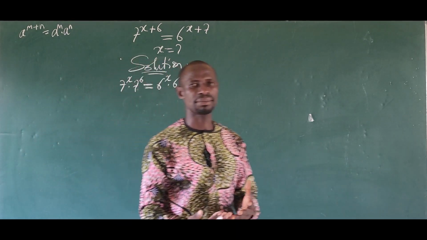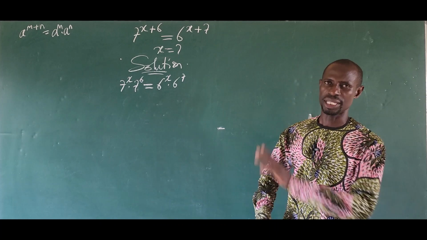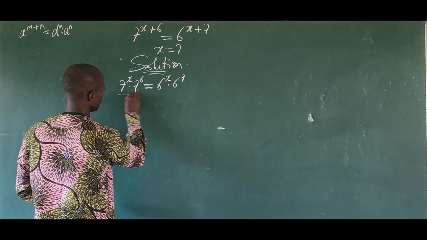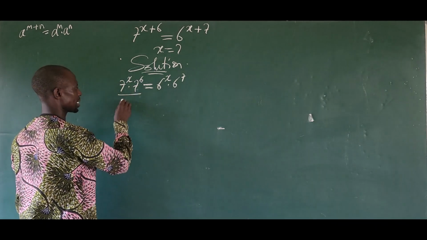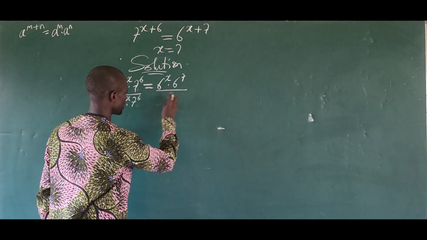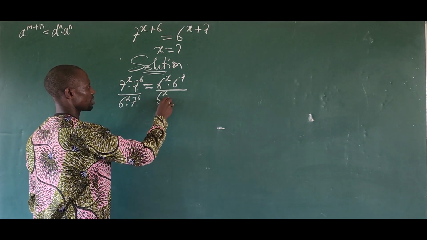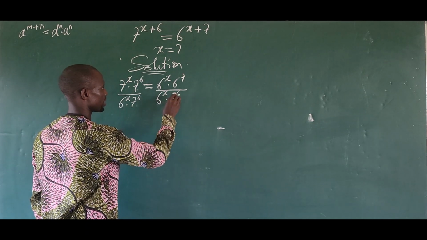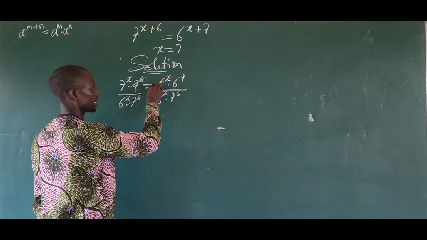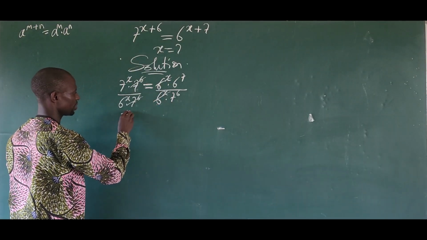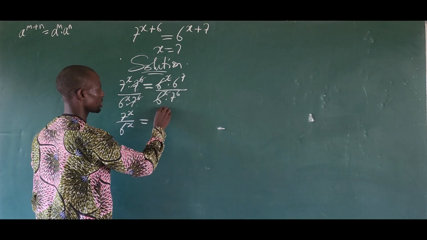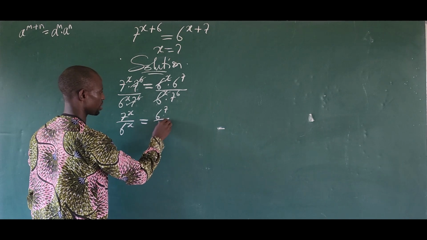So let's carry all the terms that carry the variable x to the left hand side and the constant term to the right hand side. How do we achieve that? We're going to divide by 6 to the power of x times 7 to the power of 6, and equally do the same to this side. So we have 6 to the power of x times 7 to the power of 6. If you check this out, this and this will cancel on this side, and this and this will cancel on this side. We are now left with 7 to the power of x all over 6 to the power of x equal to 6 to the power of 7 all over 7 to the power of 6.